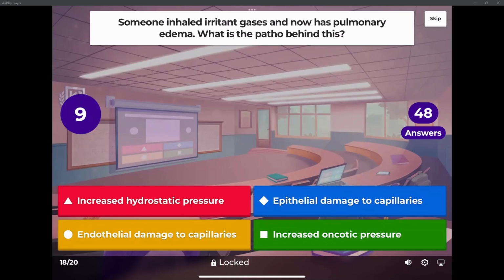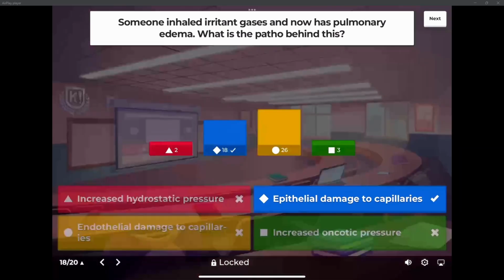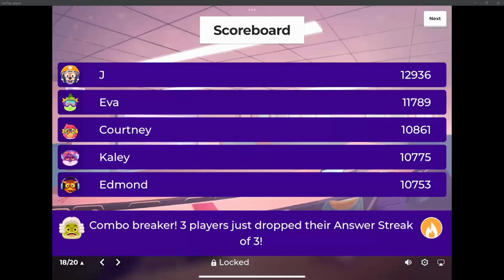Increased oncotic pressure. Okay, that would be something totally different. Would increased oncotic pressure cause edema? Or resist edema, it's pulling. Okay, epithelial damage to the capillaries. When you inhale irritant gases, so when you're reading that slide, make sure you know some of them are endothelial damage, some of them are epithelial damage, and they give you examples of what will cause each one for your pulmonary edema.